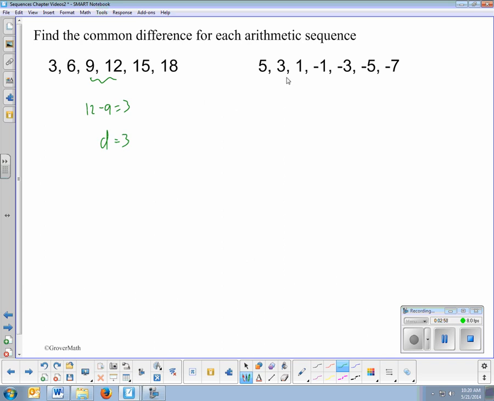How about in this next one? If I take my first two terms here, 3 minus 5 equals -2. And so my D, my common difference, is -2. So instead of adding 3 like in this first set to get to the next term, I'm minusing 2 to get to the next one in this set. And we see that. 5 minus 2 is 3, minus 2 is 1, minus 2 is -1, minus 2 is -3, and so on, so on, so on.